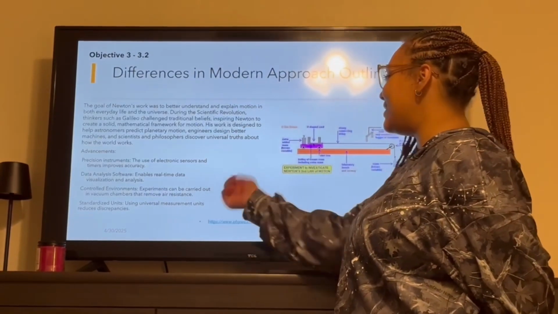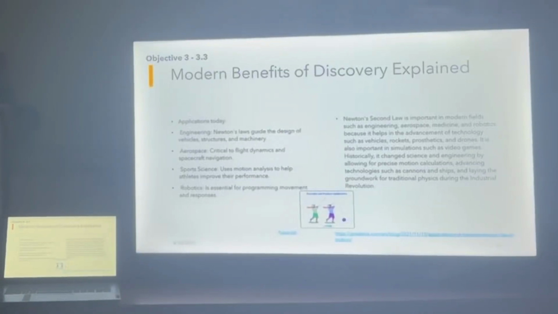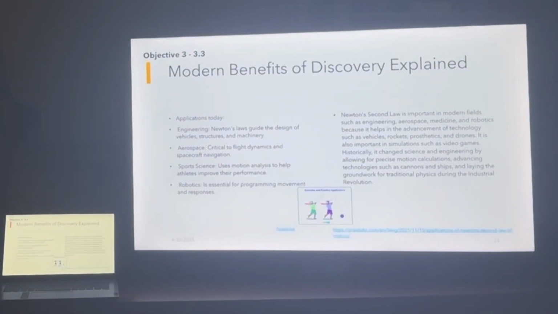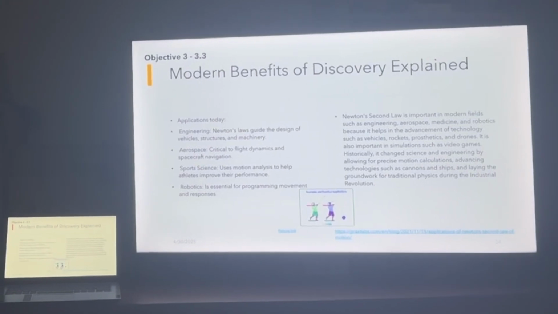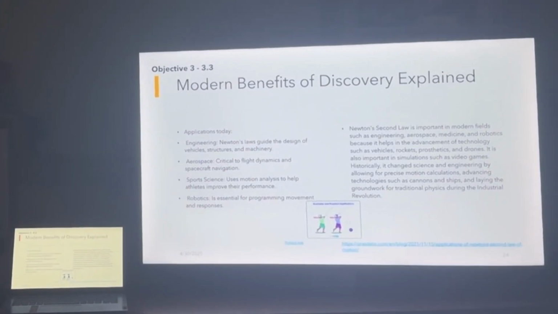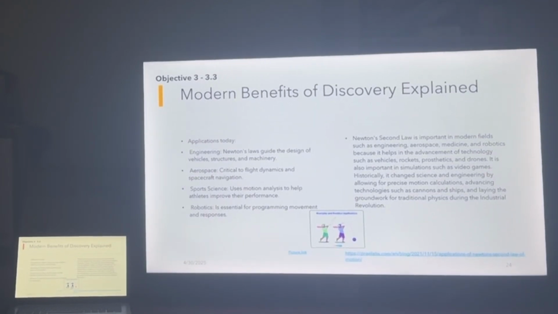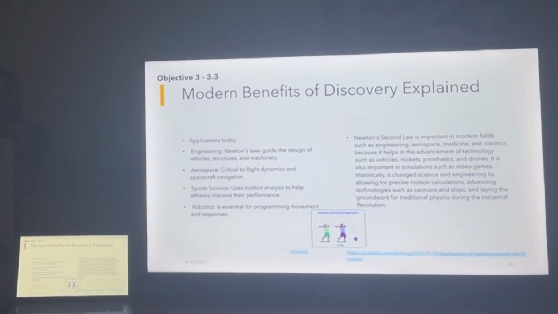These are the advancements. Modern benefits of discovery explained. Newton's second law is important in modern fields such as engineering, aerospace, medicine, and robotics because it helps in the advancement of technologies such as vehicles, rockets, prosthetics, and drones. It is also important in simulations such as video games.